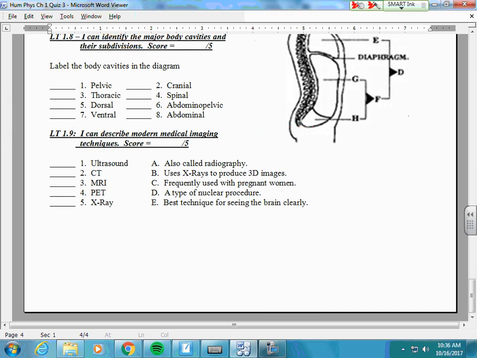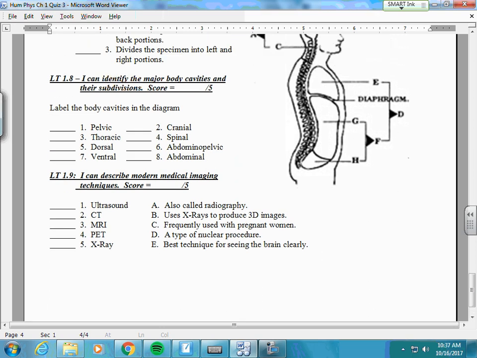All right, and then for the medical imaging, I put X-ray as radiography. Using multiple X-rays, using the different layers to kind of get a 3D concept going, that's going to be the CT scan. Also uses X-rays. Pregnant women looking at babies, that's going to be ultrasound. Type of nuclear procedure. There's nuclear decay that's picked up. That's going to be a positron emission tomography. And then E is going to be MRI for seeing the brain clearly. Works well. And so that's pretty much it. All the stuff that we covered. And good luck.